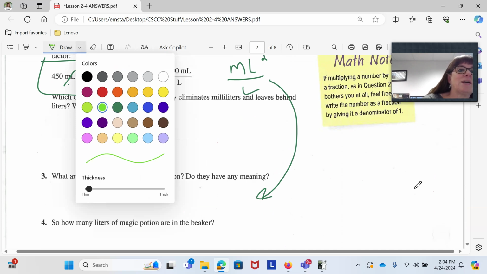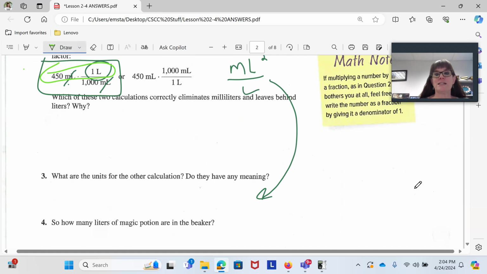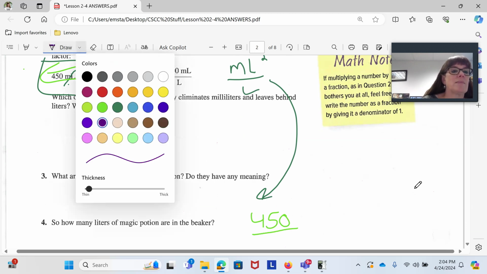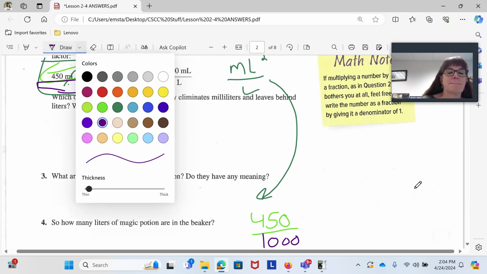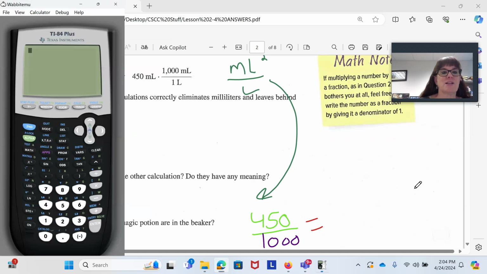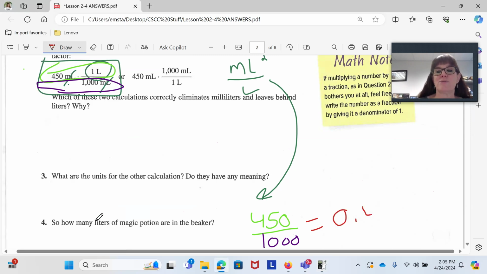I am going to multiply everything that's on top. So 450 times 1 is 450. And then I'm going to multiply everything on the bottom. That one's a little bit easier because the only thing on the bottom is 1,000. And then I'm going to divide them out. If I take 450 divided by 1,000, I can do it in my calculator. 450 divided by 1,000. I get an answer of 0.45. So my answer is 450 milliliters is 0.45 liters.